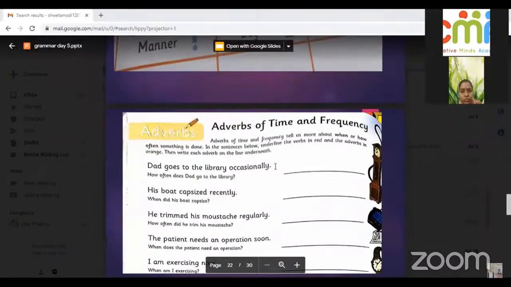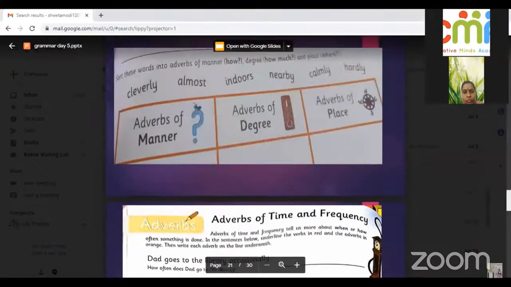So adverb of time and frequency. Ma'am, can you show once again the slide? Slide number 21. So manner is how, degree is how much, place is where.